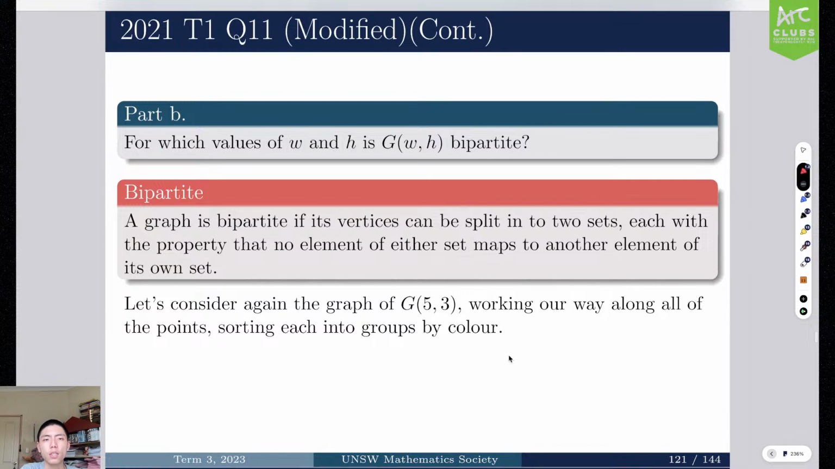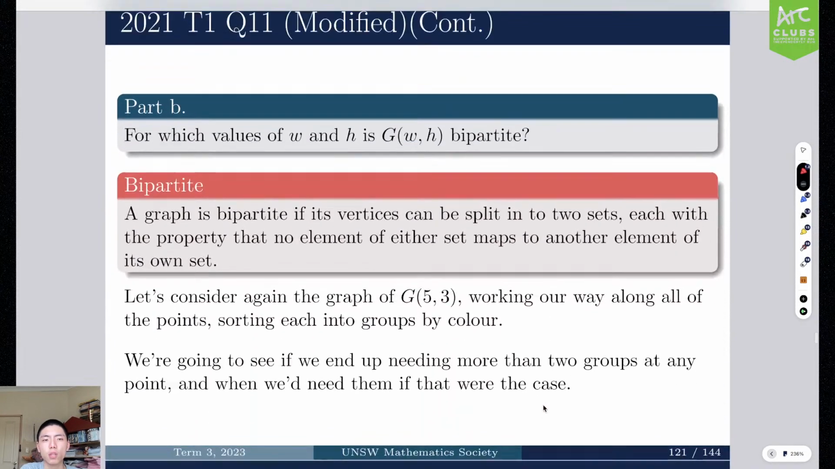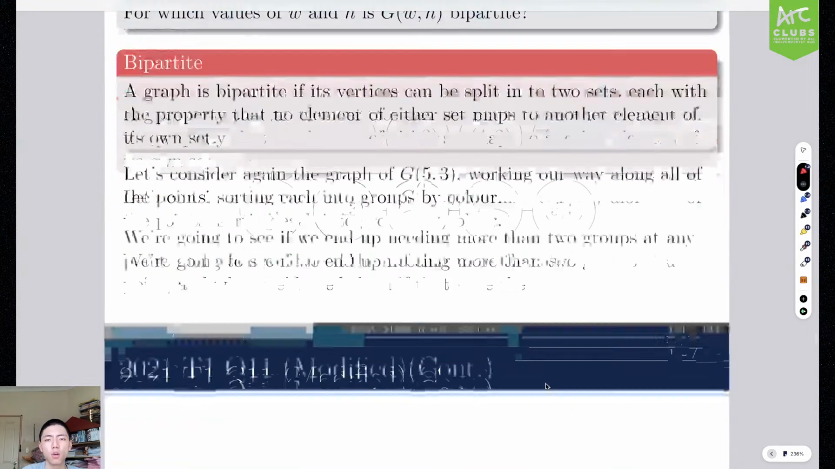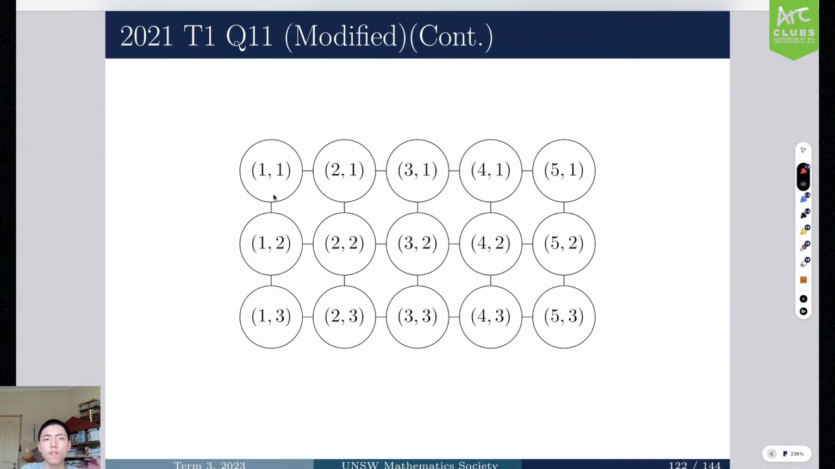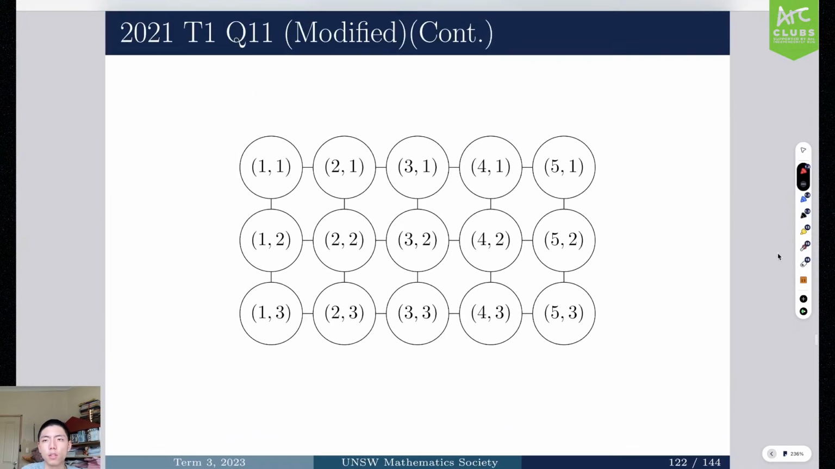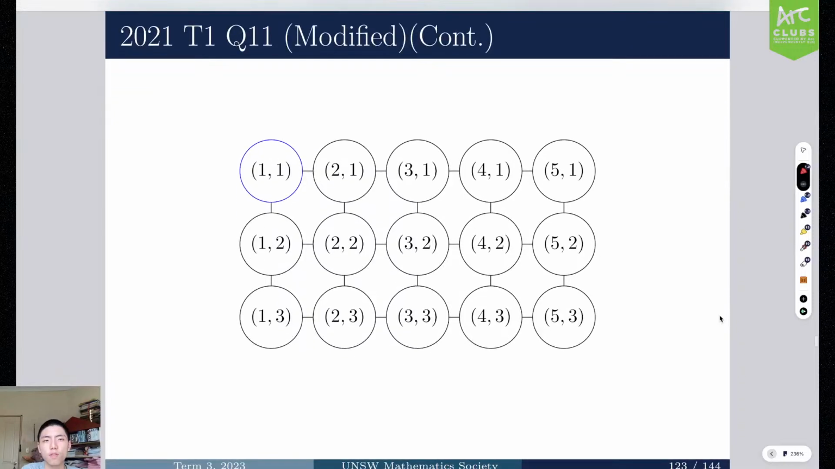Okay, so let's look at the graph of G53, and we can sort each group into color, right? As I said before, if two vertices are connected by an edge, they need to be opposite colors. So if we start off with the vertex on the left with the color blue, then any vertex that is connected to it by an edge needs to be an opposite color, because that is the idea of bipartite, right?